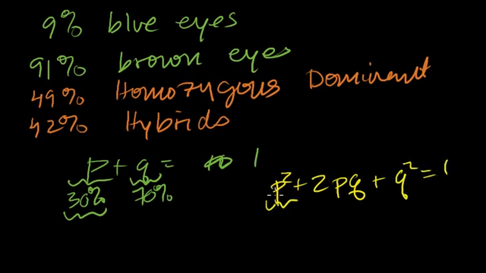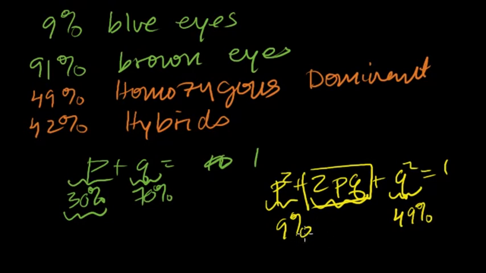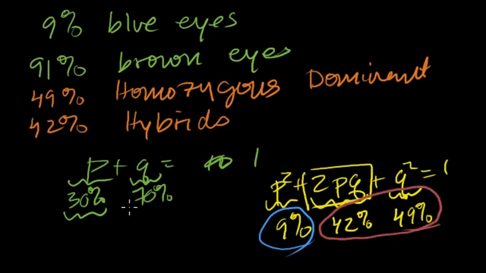This is the percentage of the population that has blue eyes. They have 2 blue alleles, so that's 9%. This is the percentage of the population that has 2 brown alleles, homozygous dominant. So that is 49%. And then this 2PQ, this whole term right here, is what's left over. So let's see, 9 plus 49 is 58. This is going to be 42%. 42% are hybrids. And if I just talked about phenotypes, I'd say 9% have blue eyes, and then the remainder, 91%, have brown eyes. So hopefully you found that reasonably useful.